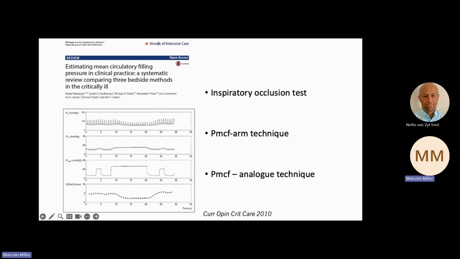But this slide really illustrates very nicely what happens when we try and measure the mean systemic filling pressure by an inspiratory pause hold, like you do a sort of plateau pressure measurement when we're measuring respiratory mechanics. You can see that the moment we use an inspiratory pause hold, we see the CVP starting to rise. The blood pressure drops because we're dropping cardiac output, essentially.